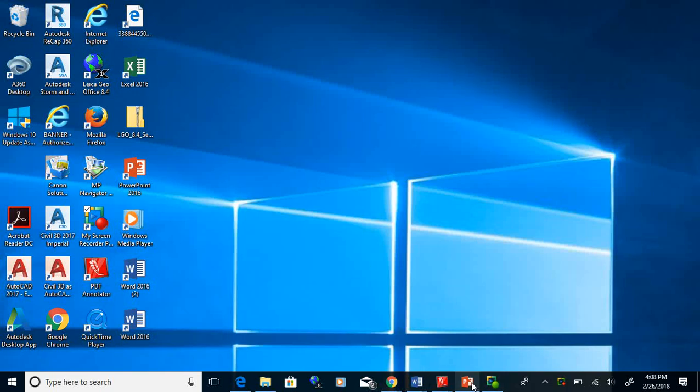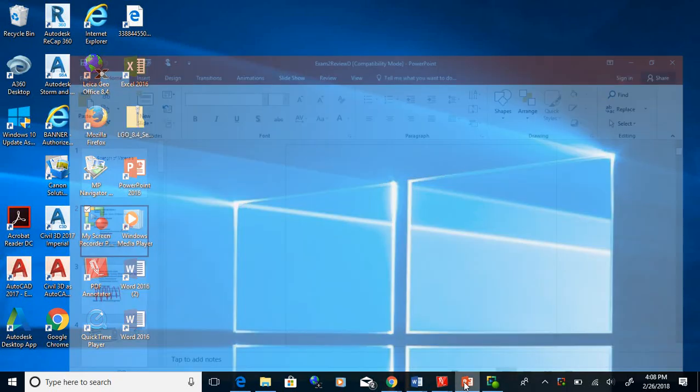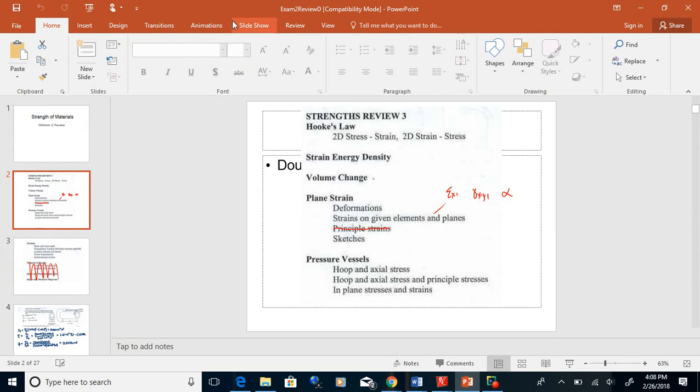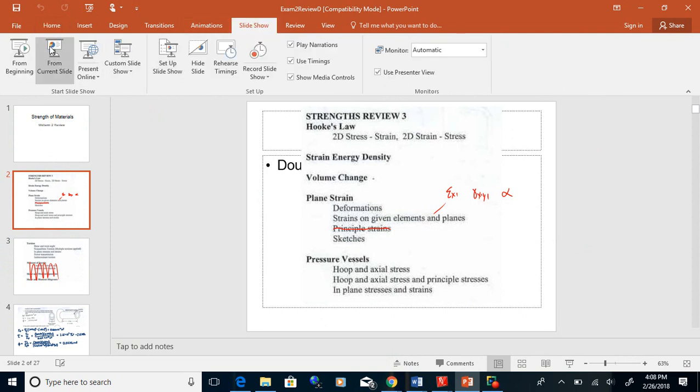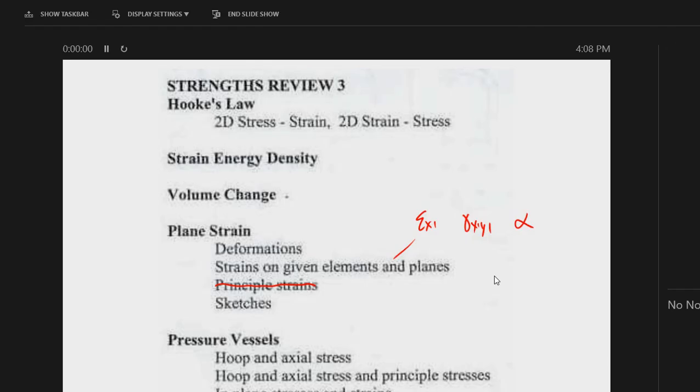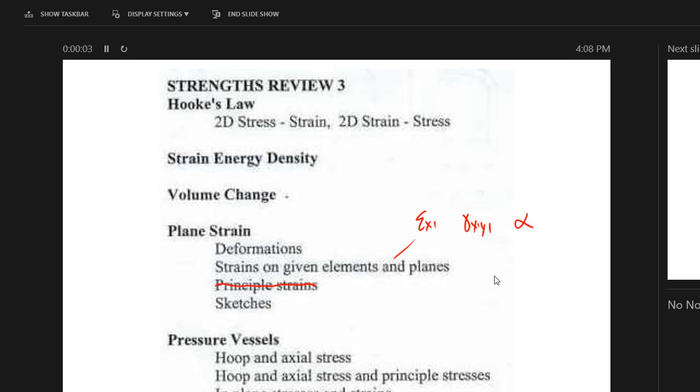Okay, so what I did, I handed out that test review. Our test is Monday, right? There we go. So we've got Hooke's Law. That's where we started. We're going to start at the last midterm and kind of go from there. That's what we're going to do.